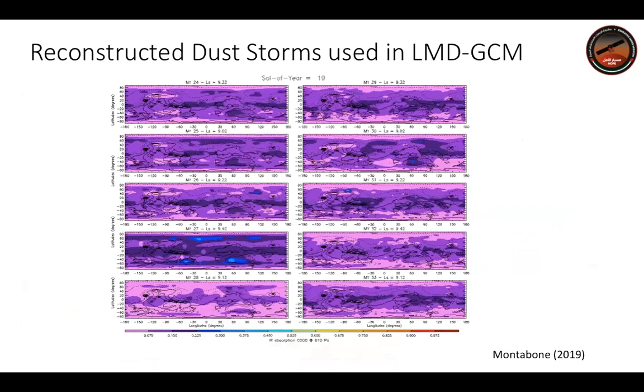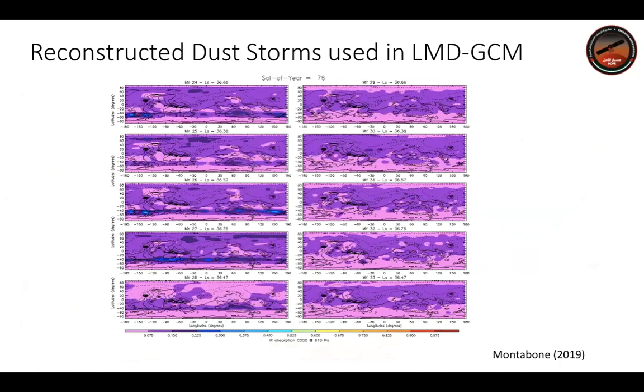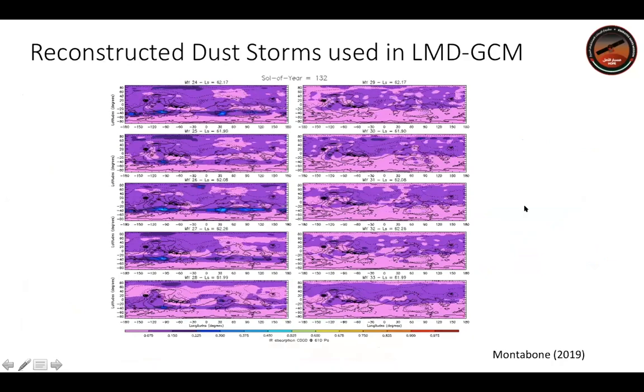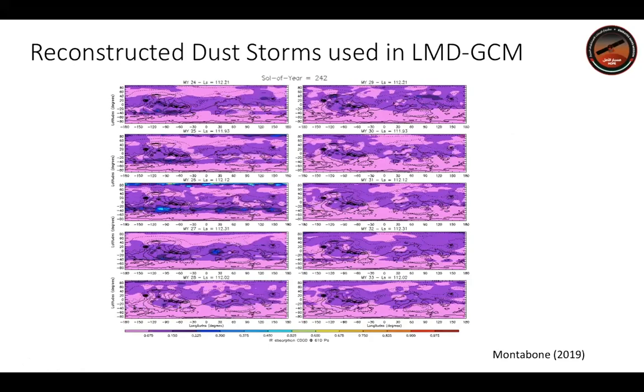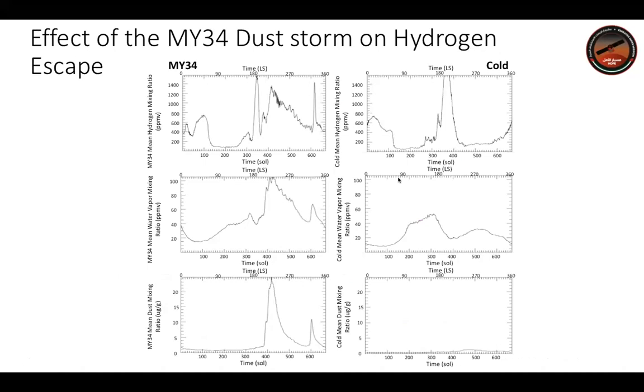This model uses reconstructed dust storms that are made based on observations of the dust storms that develop on Mars for each year. So as I mentioned before, dust storms do have a pattern, but they're also very random. So it's important to use observations to put into the models to see how it affects the rest of the atmosphere. And this is an example of my research and what I do.